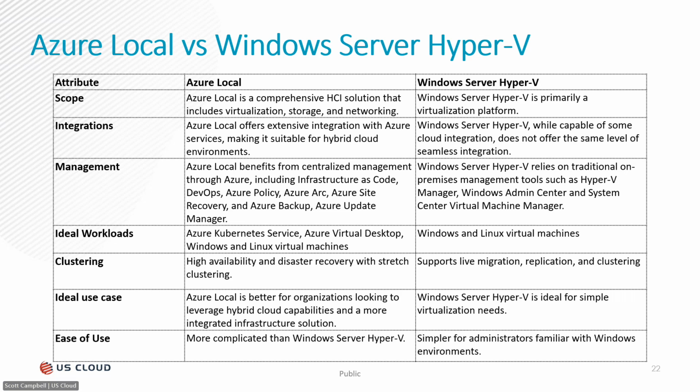So, as I mentioned earlier, Azure Local is a comprehensive hyper-converged infrastructure: virtualization, storage, networking, compute. Windows Server Hyper-V is primarily a virtualization platform. While there is local storage on Hyper-V, it's the storage on the server. Azure Local provides integration with Azure for those management capabilities, disaster recovery capabilities. Hyper-V also offers some capability of cloud integration, but it's not the same level as Azure Local, and additional services or components may be required.